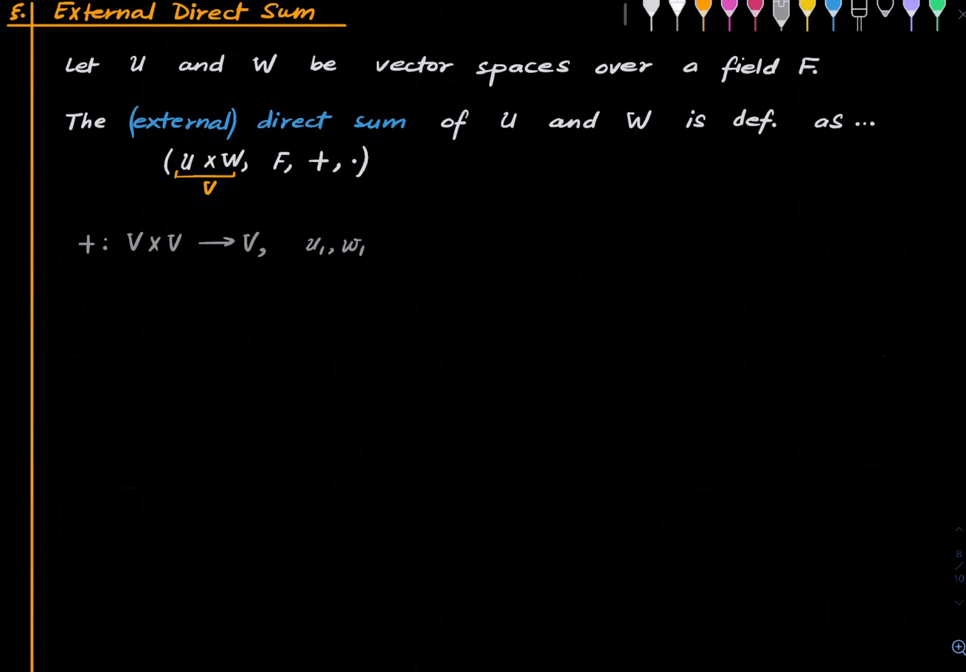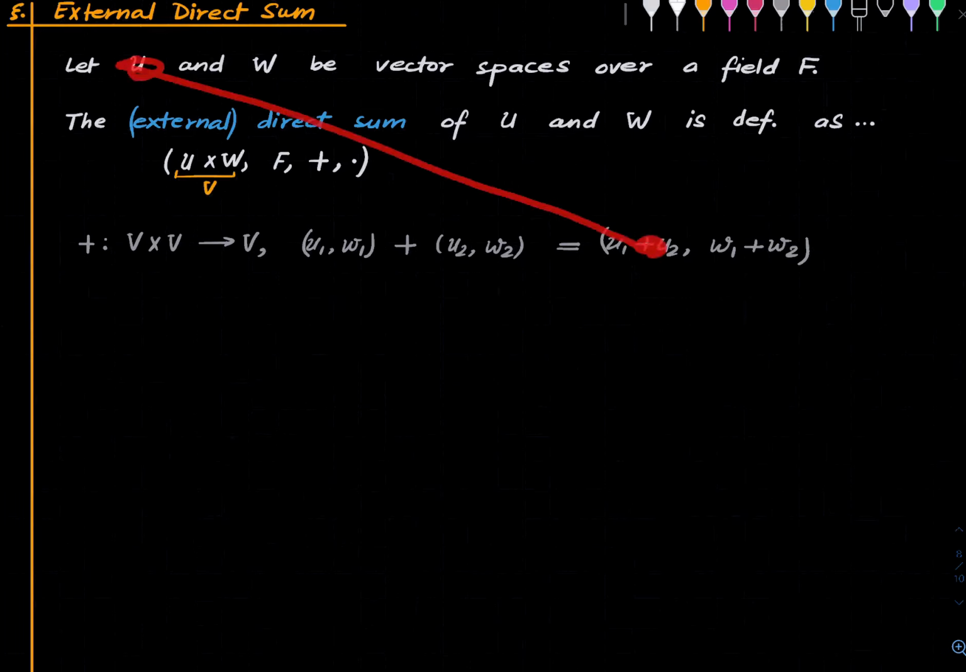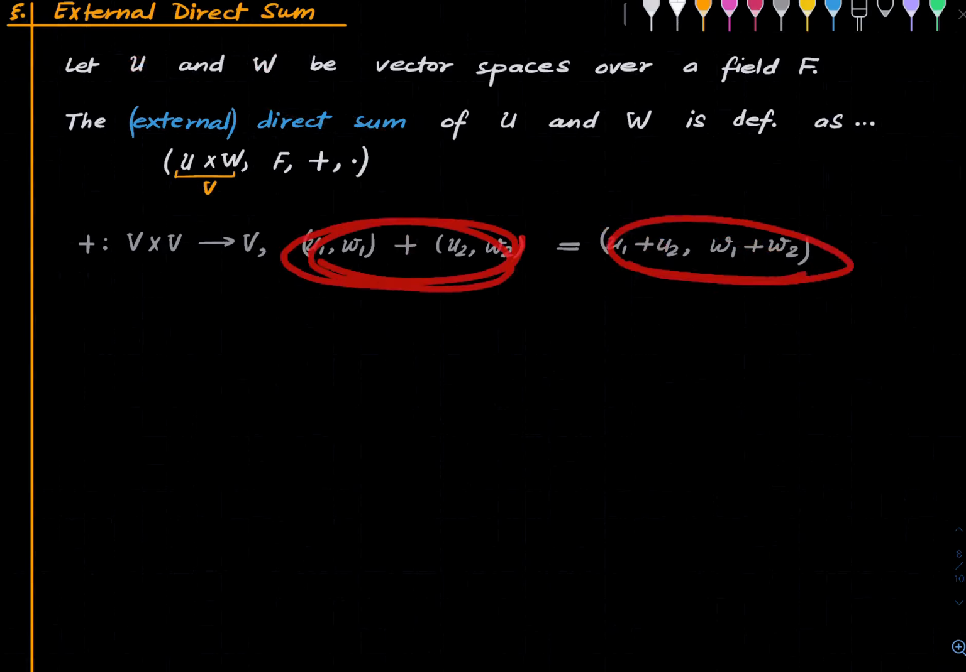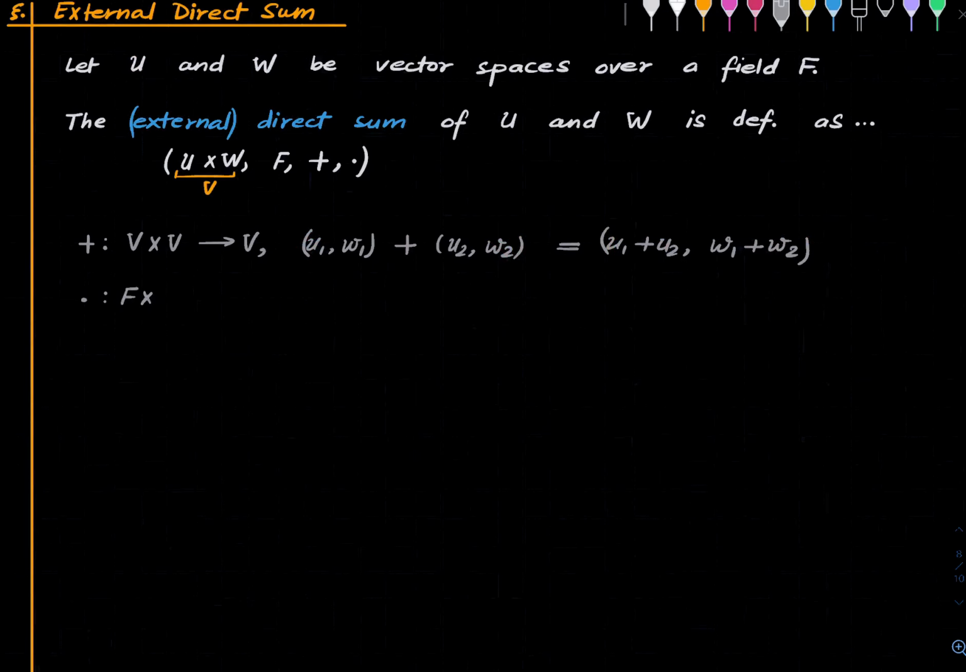So how do you add (u1, w1), which is a point in V, plus (u2, w2), which is again a point in V? This is defined as that thing. Again, do not get confused. This plus is borrowed from the vector space structure of U, and this plus is borrowed from the vector space structure of W, and this plus is what we are defining. So this is defined to be equal to that, and the scaling operation alpha times (u, w) is defined in that way. I should write for all u1, u2, etc., and I'm not doing that. Okay. So this is how we define the addition and scaling operations, and you can check that this is a vector space.